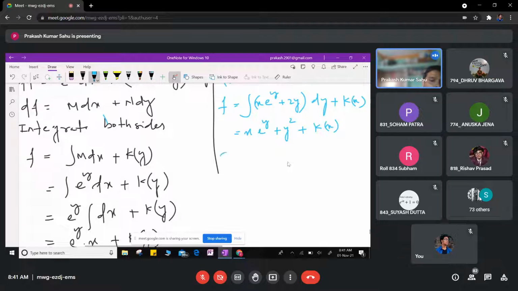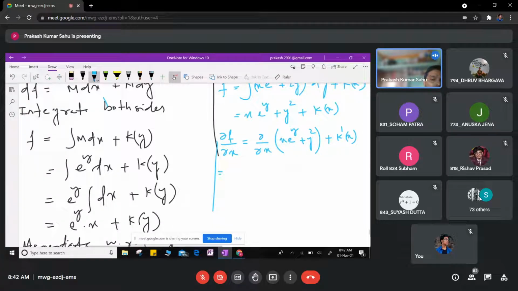Now if you differentiate with respect to x, this is del f by del x is equal to del by del x of x into e to the power y plus y square plus k dash x. I differentiated with respect to x, and this del f by del x is nothing but your m. Take the partial derivative: y is a constant, so e to the power y is a constant; taking it outside, the derivative of x is 1, and the derivative of y square with respect to x is 0, plus k dash x.